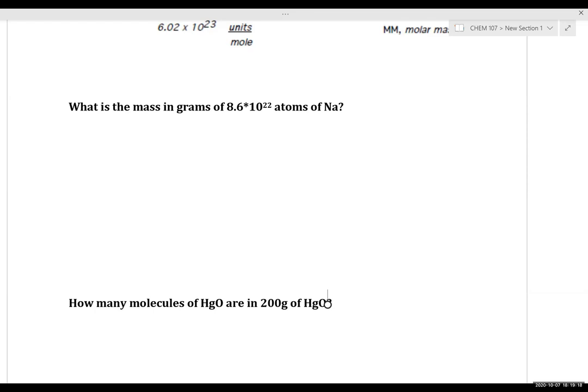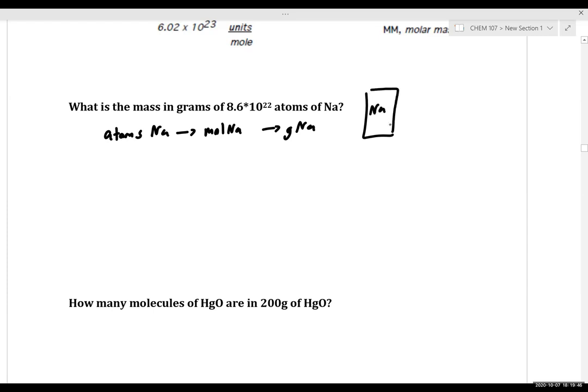Okay, so let's discuss this example. So for sodium, we're starting off with the atoms of sodium, and we're trying to calculate the grams of sodium. What intermediate stepping stone, what intermediate unit will we be going through? What unit gets us from atoms to grams? Yep, moles. So we're going to go through moles of sodium.